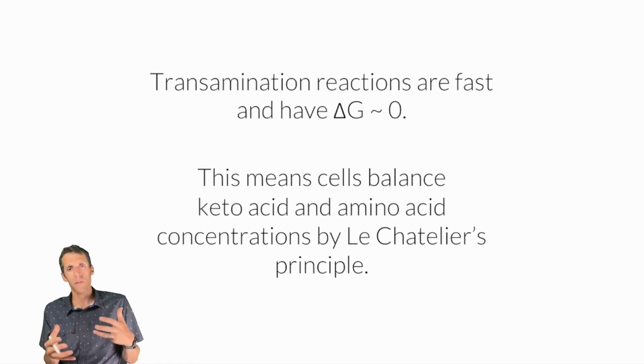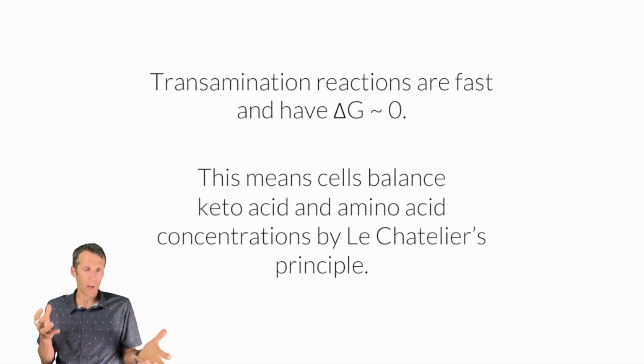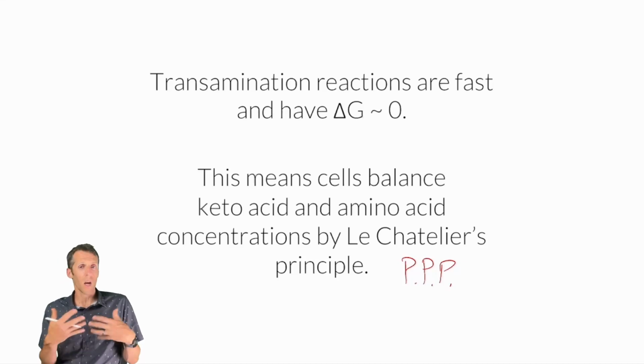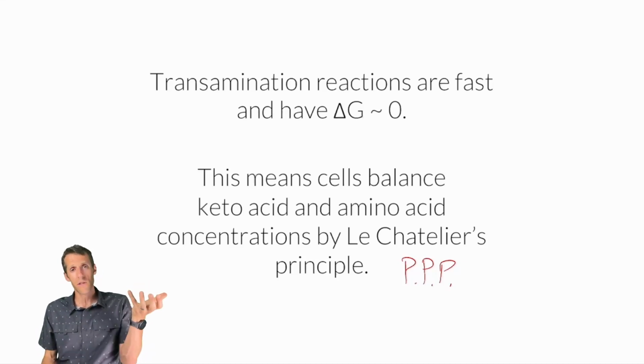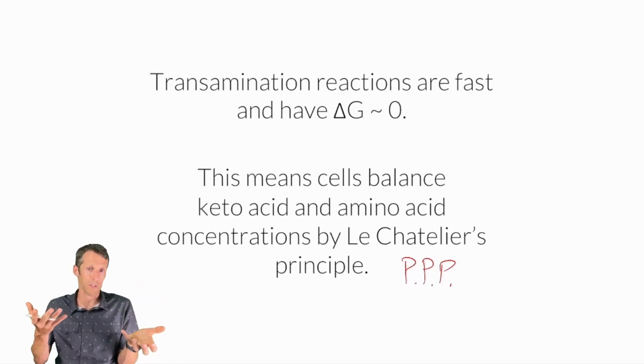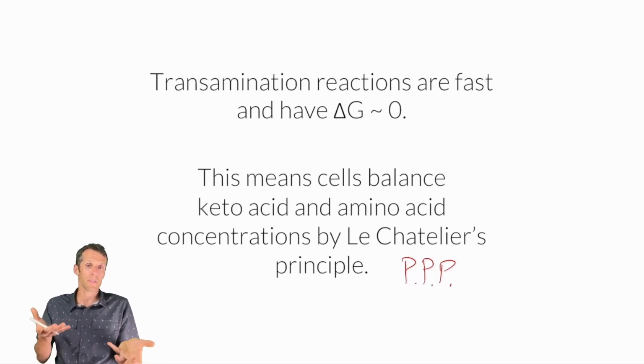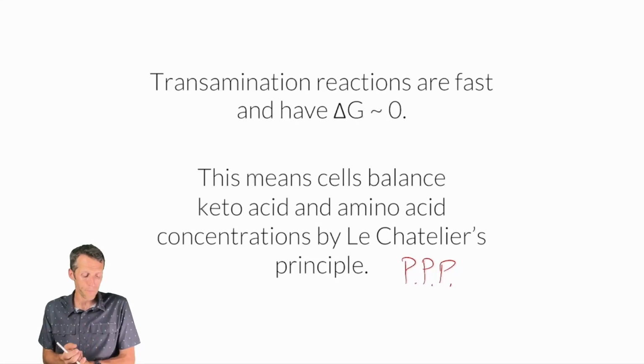Another interesting feature of these transamination reactions is that they are fast and have delta G's about 0. And that basically means that cells are continually balancing keto acid and amino acid concentration all by a Le Chatelier's principle. If you've seen my video on the non-oxidative pentose phosphate pathway, this is operating kind of the same way, that if glutamate concentrations go up, alpha-ketoglutarate concentrations go up and compensate to offset that, for example. And so cells can balance all of these together with a Le Chatelier's principle sort of approach.